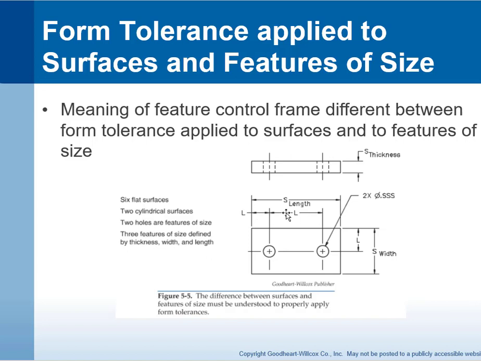This L is for location. This is the location of the 2 holes. This S is a feature of size. It's a width. This S here is also a feature of size. It's a length. And this S here is a feature of size. It's the thickness. Okay, so we have 6 flat surfaces. We have 2 cylindrical surfaces. We have 3 features of size. And we have some location tolerances here. It's important to understand this concept.